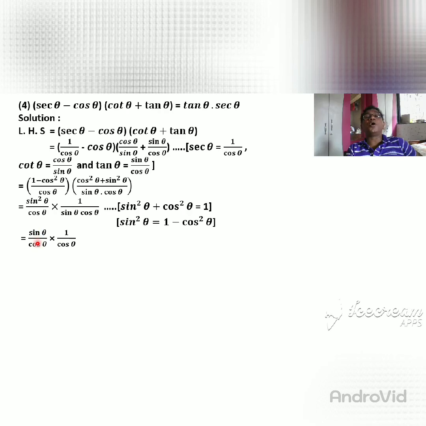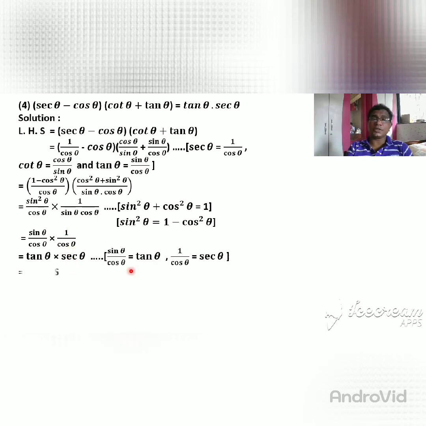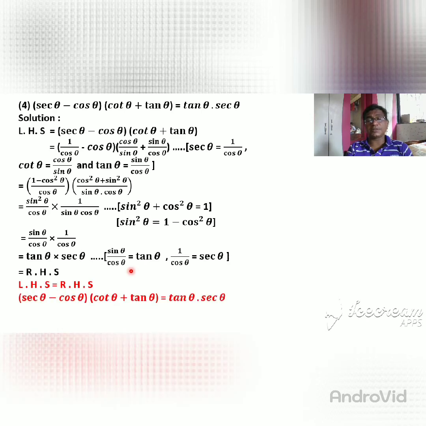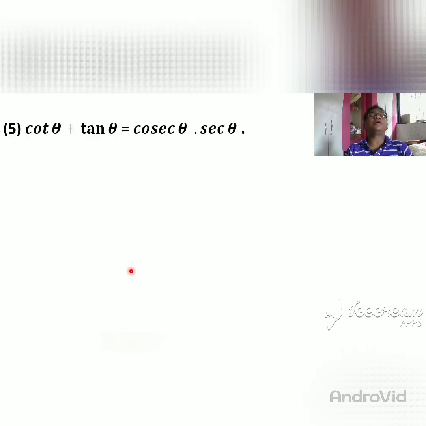Sin theta upon cos theta is equal to what? Can you say me the answer? Yeah, tan theta. And 1 upon cos theta is equal to what? Sec theta. In such a way you have to do what you want. So sin theta upon cos theta is equal to tan theta, and 1 upon cos theta is equal to sec theta. Any doubts? Then ask me. Both sides are the same. Then we are going to learn the last problem in this lecture.